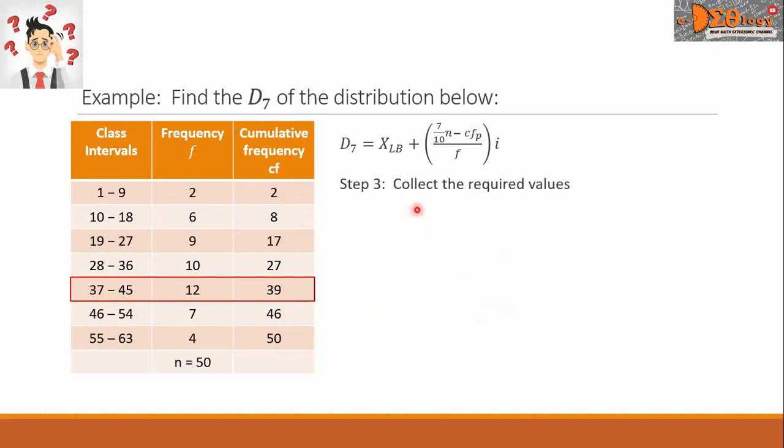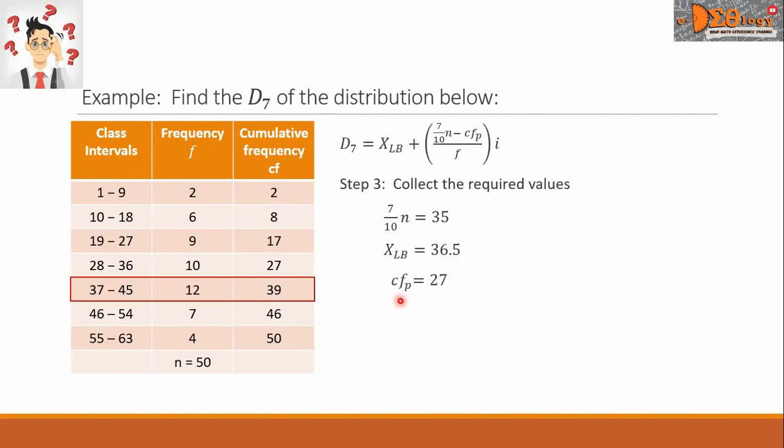For step 3, let us collect the required values of the formula. We started with the value 7 over 10 times n from step 1. This is equal to 35. Next is the x sub lb, the lower class boundary of the d sub 7 class. We write here 36.5. We got this value from this class. The lower limit is 37. We subtract 0.5. So the answer is 36.5.